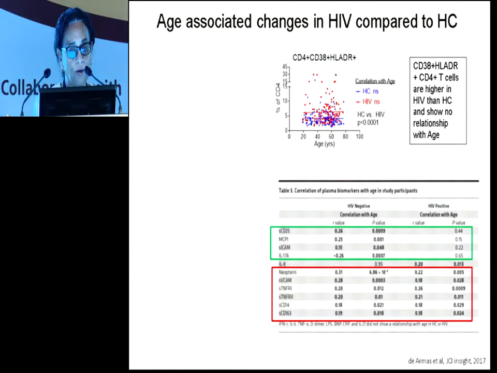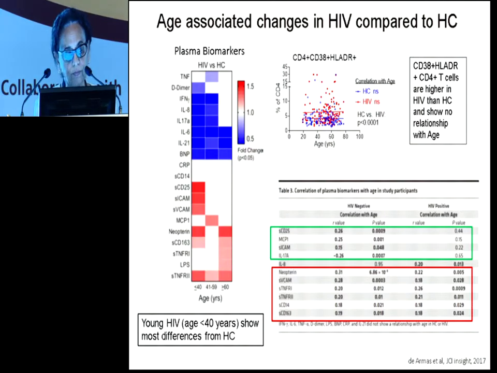And then we looked at cytokines, and the point of this slide is to tell you that the green box indicates cytokines that were only affected in HIV negative old people, and the red box shows cytokines that were affected in HIV negative and positive people with aging. So the correlation with aging is really different in HIV positive and negative, with some similarities, whereas IL-8 was only seen in HIV positive.